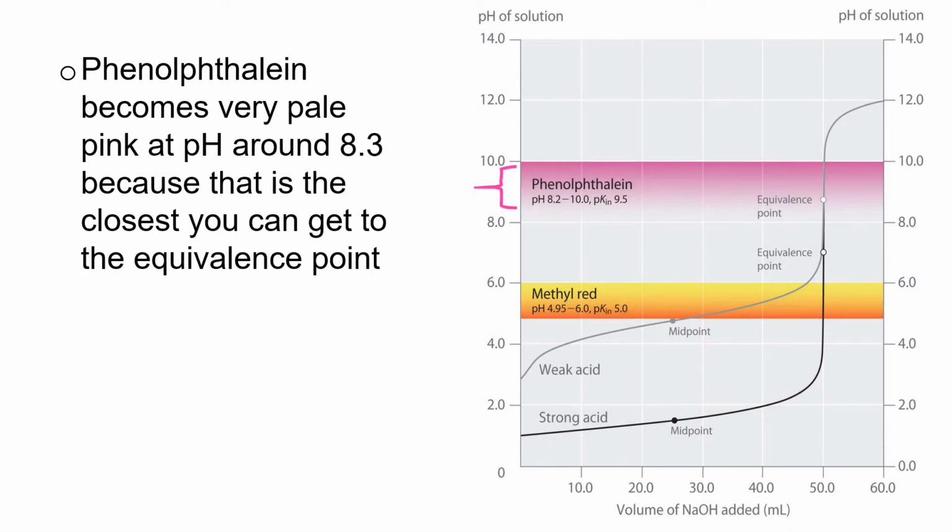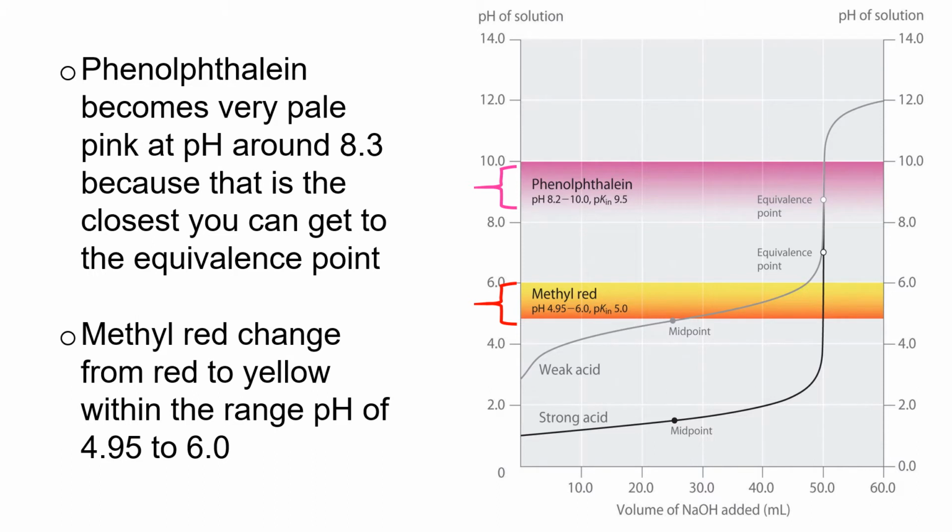For example, if you use phenolphthalein, you would titrate until it just becomes very pale pink at pH around 8.3, because that is as close as you can get to the equivalence point. On the other hand, using methyl red, you would titrate until there is the very first trace of yellow in the solution. If you continue doing the titration, you are getting further from the equivalence point. And you certainly don't want that, don't you?